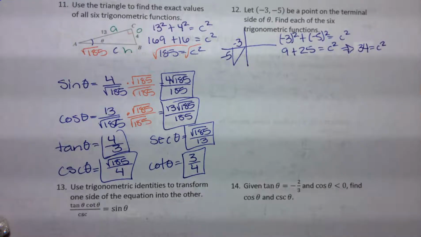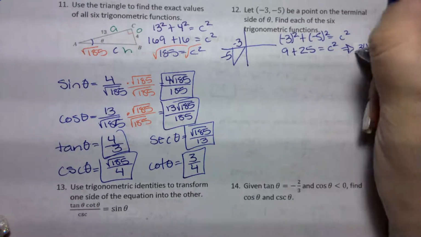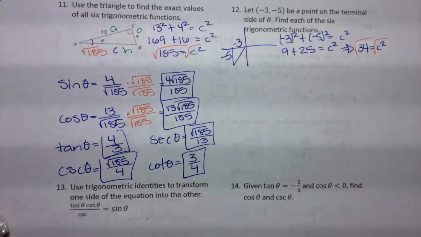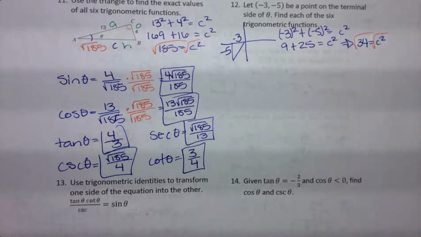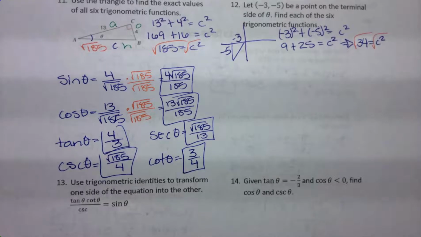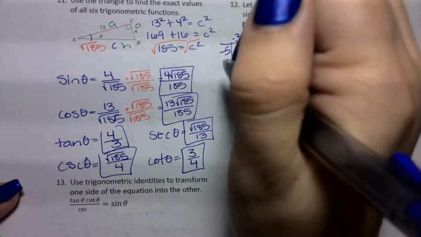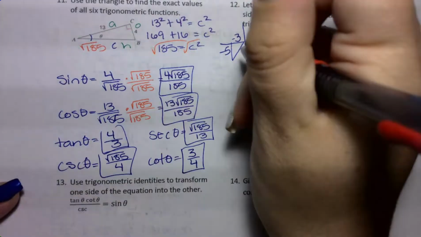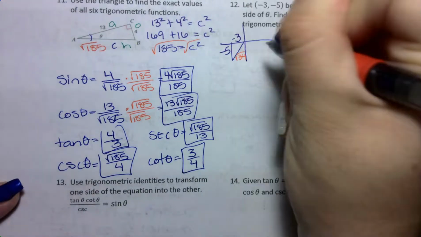Then I want to go ahead and square root both sides. The factors of 34 are 2 and 17. 17 is prime and so is 2, so I can't factor anymore. That means my radius here is the square root of 34.